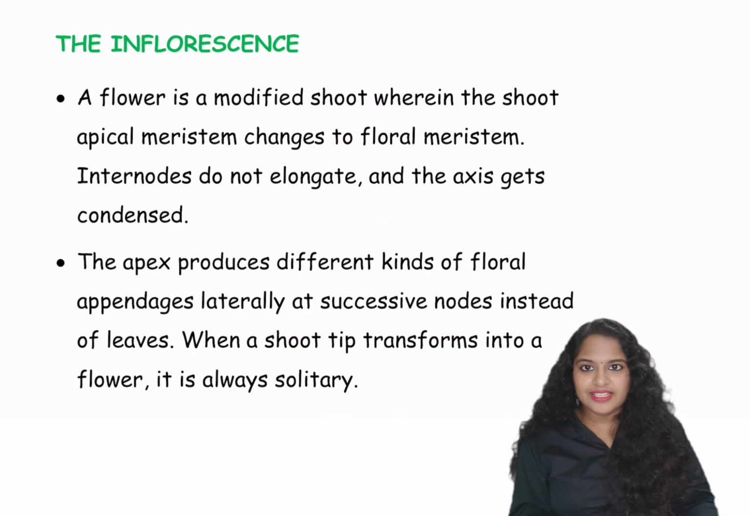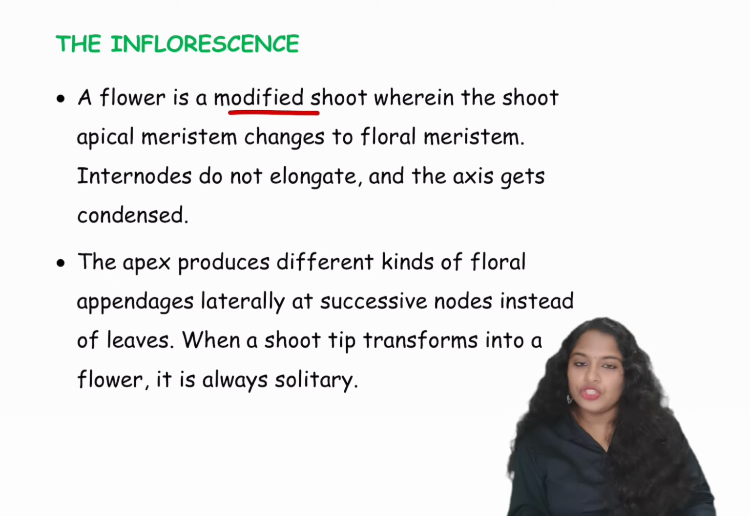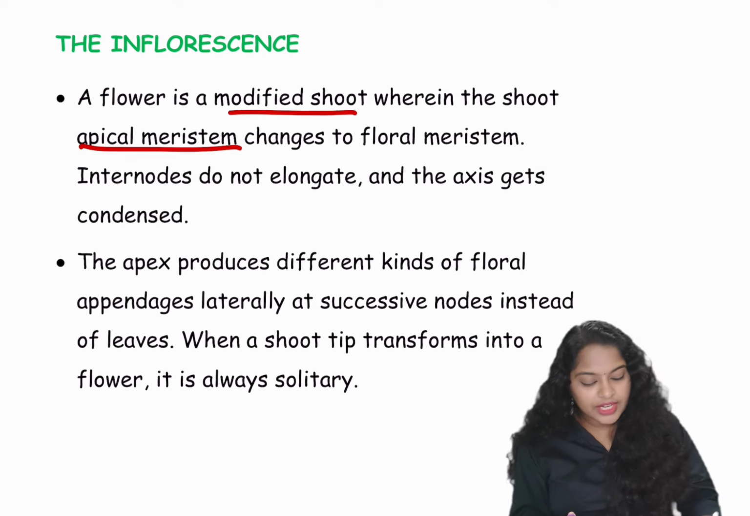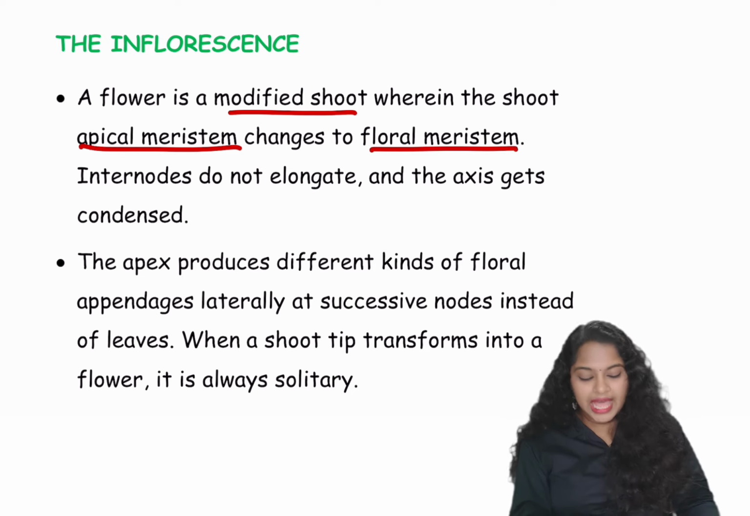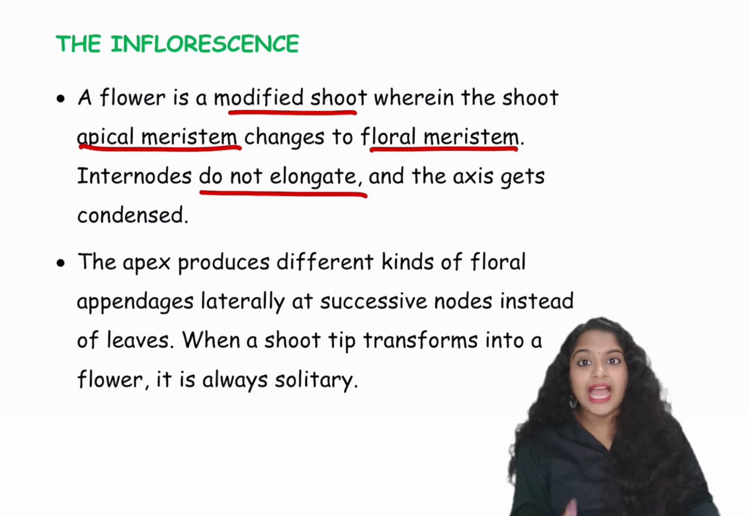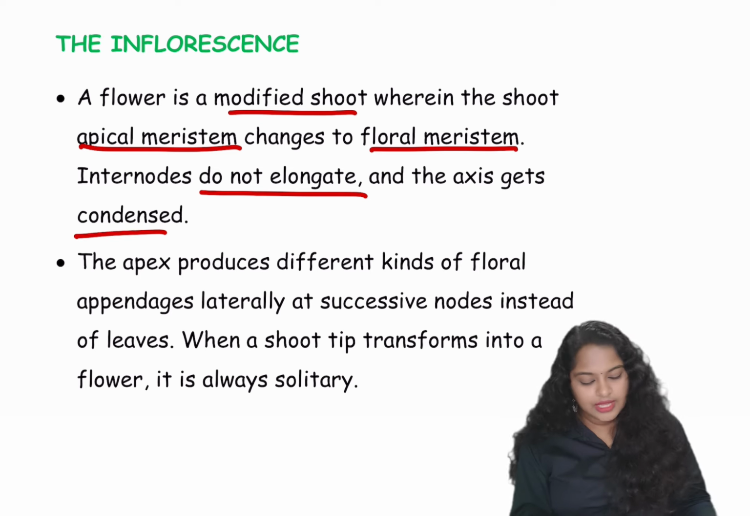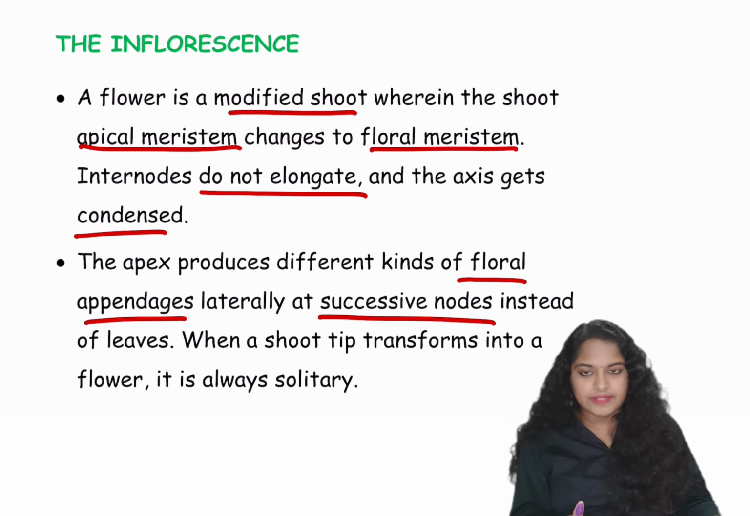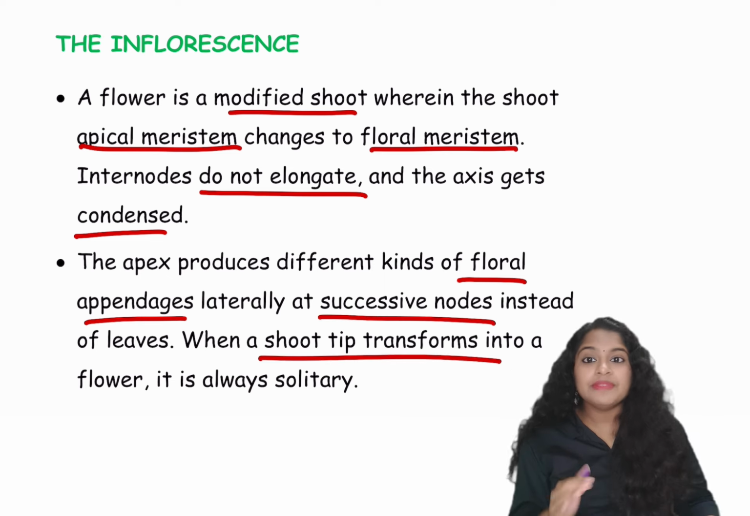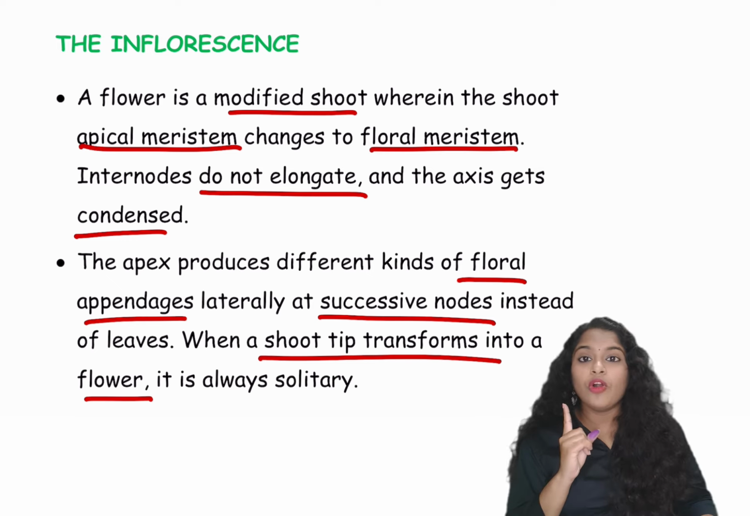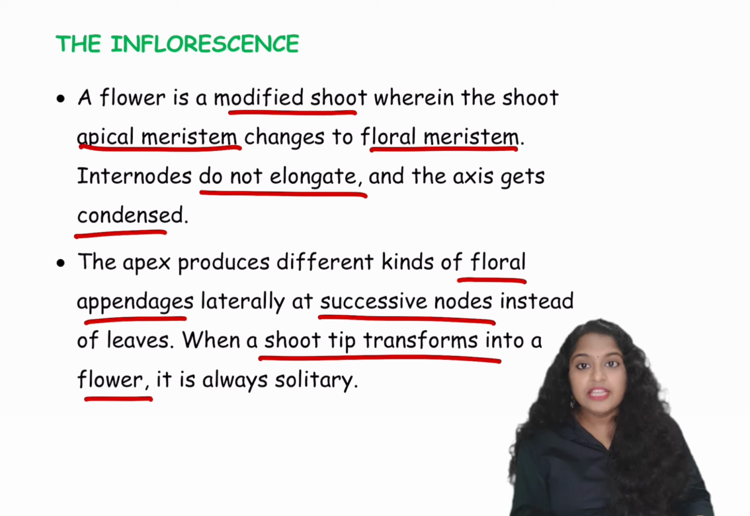Next is inflorescence. A flower is a modified shoot. What happens here is the shoot apical meristem gets converted into the floral meristem, the internodes do not elongate and the axis gets condensed. The apex produces different kinds of floral appendages laterally at successive nodes instead of leaves. And when a shoot apical meristem transforms into a flower, it will always be solitary, that is, only one flower will be produced.